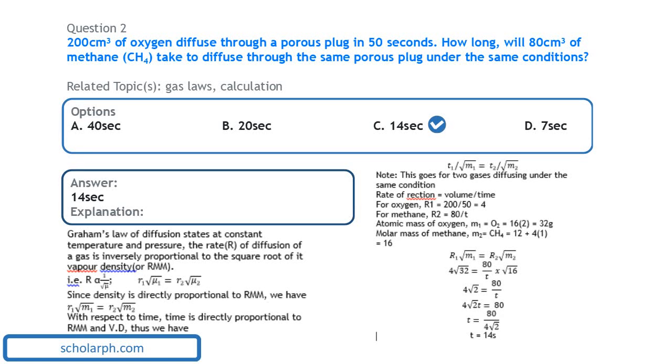We will now substitute that into the equation. The rate of diffusion of gas 1, which is the oxygen, is 4 root the molar mass of the oxygen, which is 32, equal to the rate of diffusion of the methane, which is 80 over T, times root the molar mass of the methane, which is 16. Here, this root 32 is going to become 4 root 2. How does it become 4 root 2? You can break root 32 into root 16 times 2. Root 16 will now be 4, so you are going to have 4 root 2.